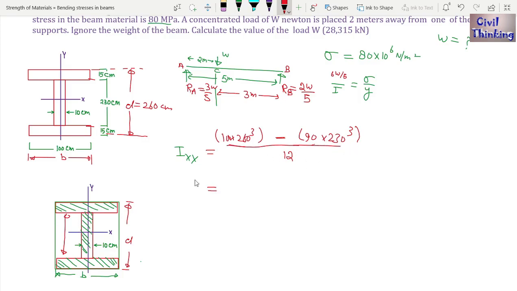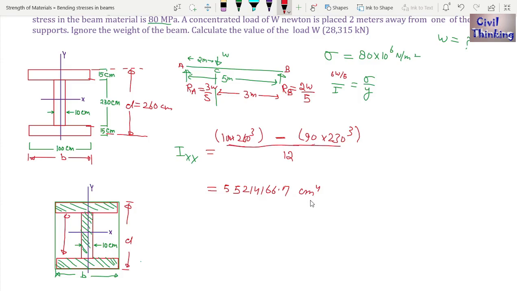you will get the moment of inertia of this I section about the x-axis to be, let me use a calculator. So I get Ix to be 5521416.7 centimeter power 4, because everything is in centimeters, so this will be in centimeter.